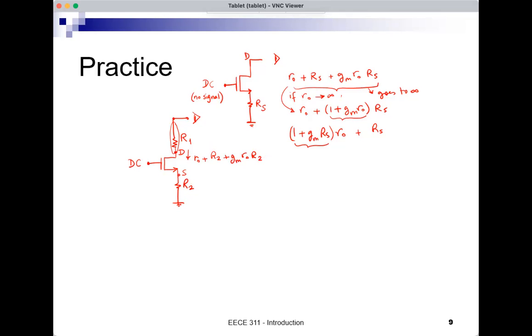What would I see here at this node? I will see R1 plus this quantity here, because R1 is in series with it.